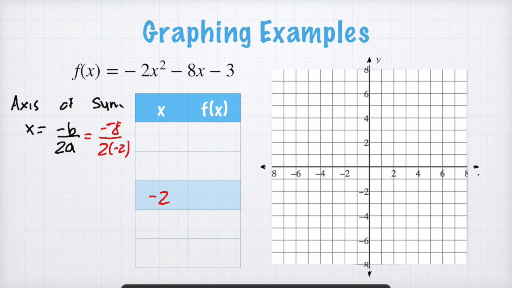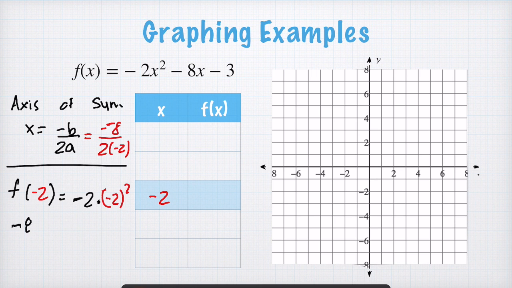Now, when we plug negative 2 into our function, we're going to get f of negative 2. Let me make that a little bit more clear. f of negative 2 is equal to negative 2 times negative 2 squared minus 8 times negative 2, that's a 2, minus 3, because remember we're plugging in negative 2 everywhere that there's an x. And when you plug it in and chug it all out, what you're going to get is a 5. So at our axis of symmetry, let's draw that in real quick, at negative 2, we're going to go up to 5.